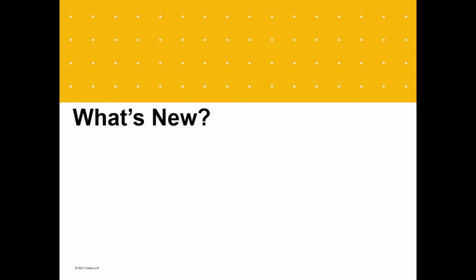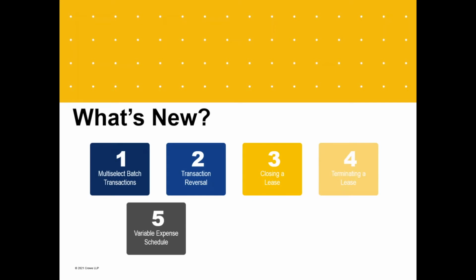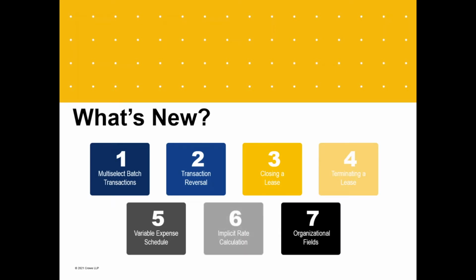First, let's cover the new functionality we have developed. After hearing from clients about more components that would enhance their experience, we have decided to provide the following new features in our version 2 release: processing multi-batch transactions, reversing a transaction, closing a lease, terminating a lease, creating a variable expense schedule, calculating the implicit rate, and including employee responsible and parent lease fields.